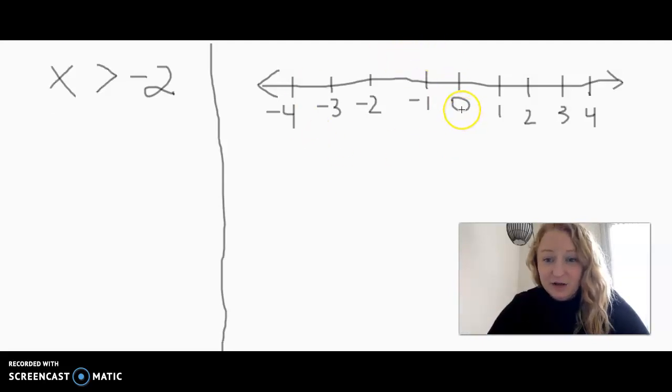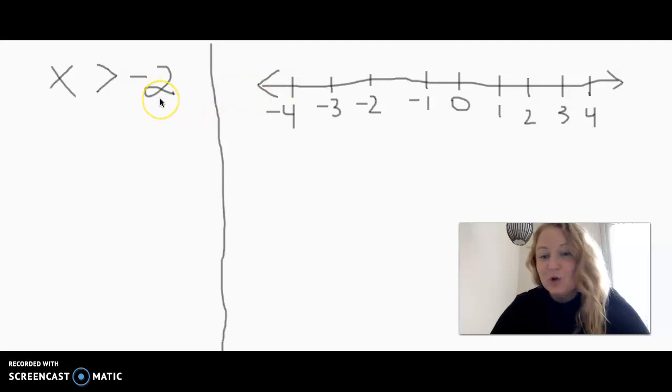Could x be 0? Yeah. Is 0 bigger than -2? Yep. Could x be 14? Yep, 14 is bigger than -2. Could x be -4? No, because -4 is less than -2. So remember, x could be a ton of different integers.